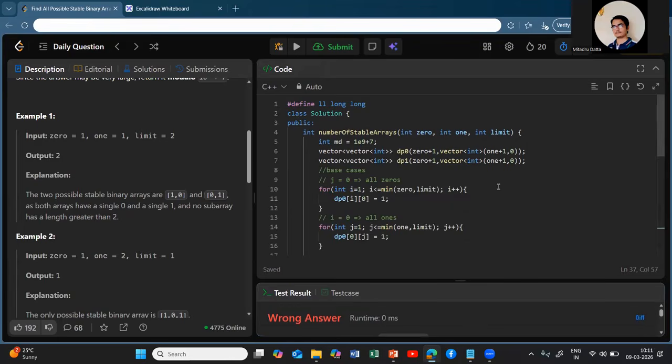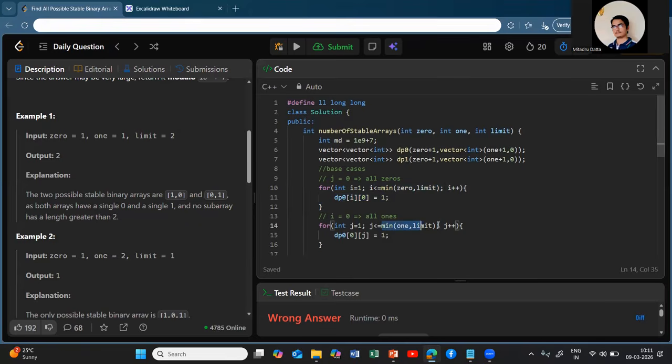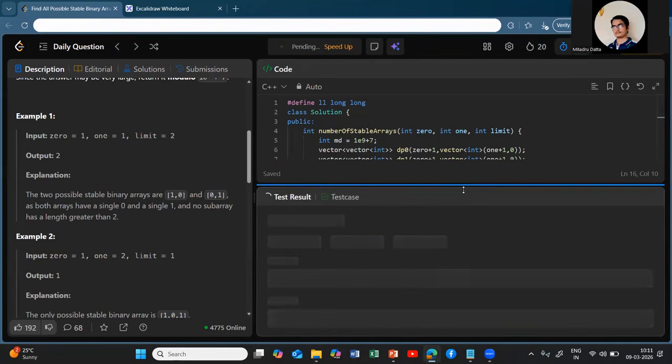And let's see the whole thing again. So you have a modulo and dp 0 plus 1, 1 plus 1. You initialize both of them with zeros, and you have an int i equals 1, i less than or equal to minimum of zero, limit, i plus plus. You initialize all those to ones. That is perfectly all right. And this is minimum of 1, limit, j plus plus, and dp is 0. Okay, so you have this 1, right? This is 0, this should be 1. Let's try to run it now and see if this was the only error.